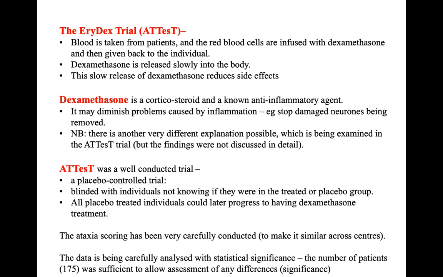And this means that the dexamethasone is slowly released into the body, and it turns out this reduces side effects. Dexamethasone is a corticosteroid and a known anti-inflammatory agent. So it has the potential to reduce any problems caused by inflammation. And as I told you, there is some evidence that damaged neurons may even be removed. So it has the potential to stop that, although we don't know that.